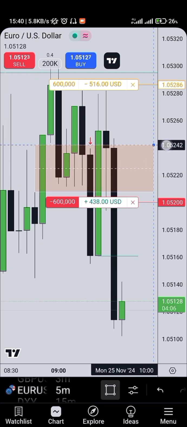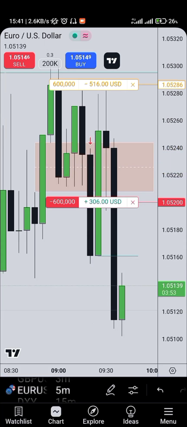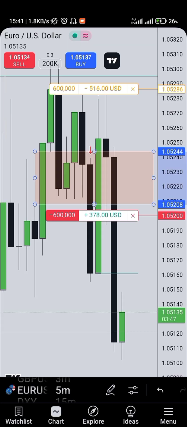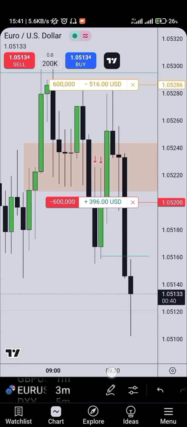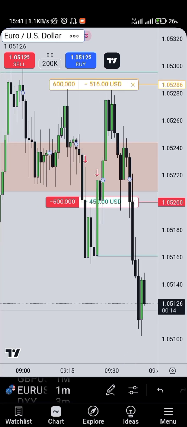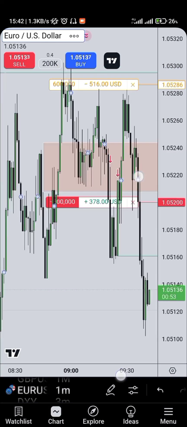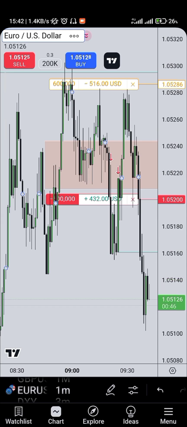So I'm just annotating the inversion fair value gap. That was where I picked the entry. You can see there. For anyone who has issues seeing the inversion fair value gap as I was talking about it, this is a way you can see it clearly. I'm comfortable if I didn't get an entry, but this inefficiency is very good. You can see that inefficiency I just showed.